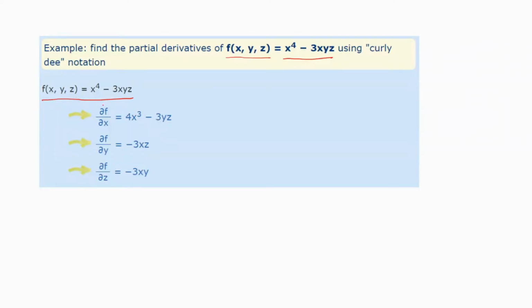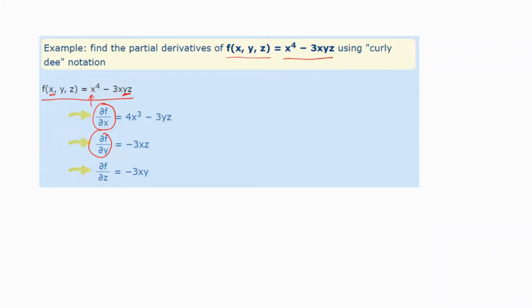First, we have to find the differentiation of this whole function with respect to x. With respect to x, how much will it be? 4x cube minus 3yz, because in this case, y and z will be constant. Similarly, if we find the differentiation of this function with respect to y, then all the things will be constant except y. So this will be constant, x to the power 4, so this will be 0.